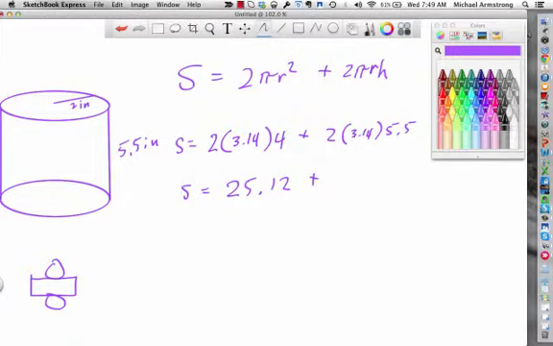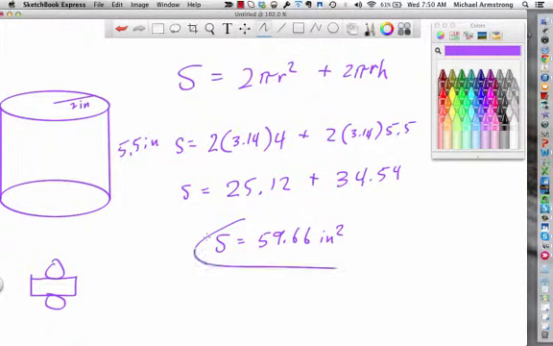plus, and this is still the surface area, 2 times 5.5, which is 11, times 3.14, which is 34.54. And then I add that to 25.12, and you can do this on your own calculator, 59.66. And these are inches squared. That's the total surface area right there. Alright, pretty cool. That's all there is to it.